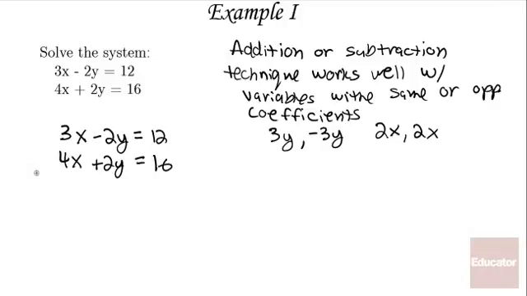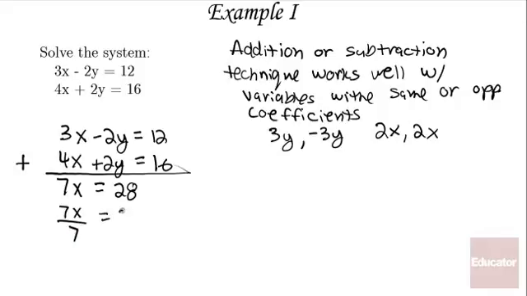Okay, so when I add these two equations, what I'm going to find is that I end up with 7x. My y drops out. And then I have 7x equals 28. Solving by my usual method, I'm going to isolate the variable by dividing both sides of the equation by 7. Excuse me, x equals 4. Divide both sides by 7 to get x equals 4.